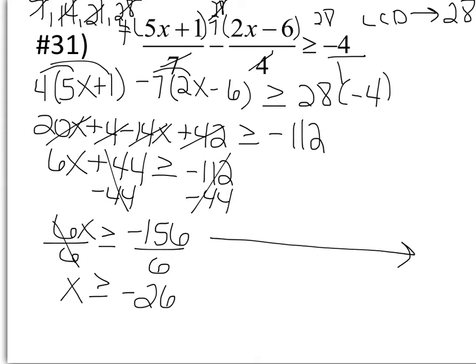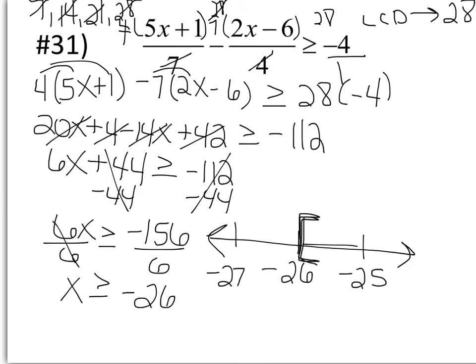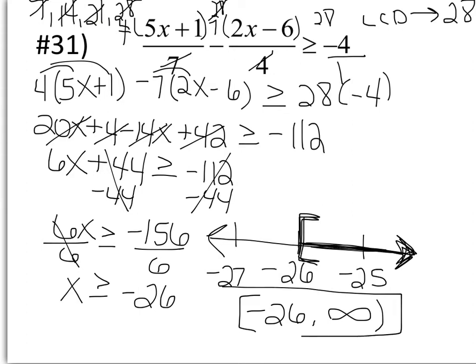And I'm going to go ahead and graph this so I can put it in interval notation. So I have negative 26, negative 25, negative 27. So it's a bracket because it's greater than or equal to. And so it's a bracket on the graph. It's going to be a bracket in our interval notation. And it goes on forever, so it's to infinity. And infinity is always a parenthesis. So it's negative 26 to positive infinity.